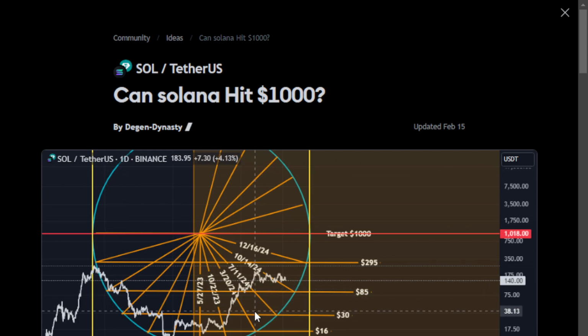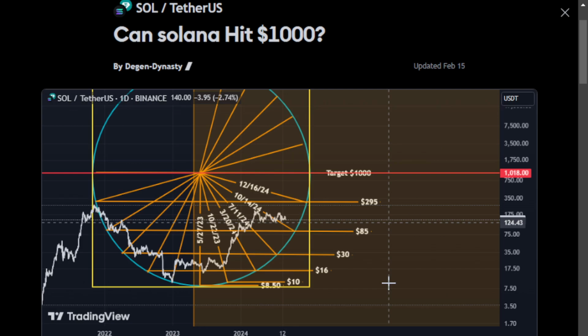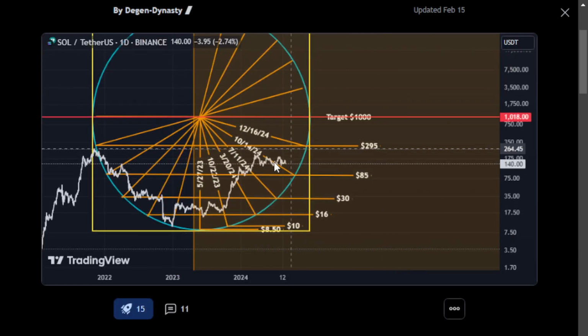And if we keep moving along here, we've got our top on 3/20/24, pretty much to the week. Our next point here is 7/11/24. Got this nice rise up. And our next dates here are 10/14/24 and 12/16. And whether or not we actually hit $1,000 into these time frames has nothing to do with it. This is just showing this rate of change.